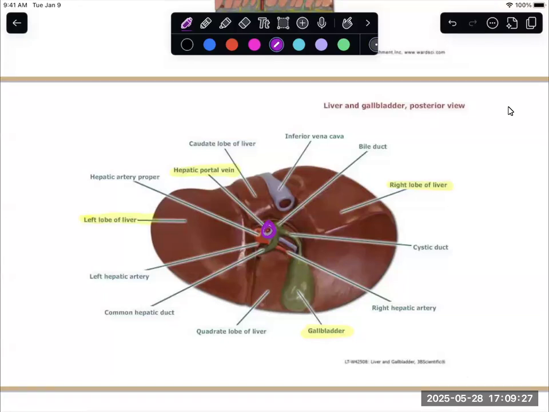We see the bile duct. We have the cystic duct. The cystic duct is what takes the bile from the liver down to the gallbladder. And then when that bile is needed from the gallbladder, that gallbladder can kind of contract and push bile into that common hepatic duct. That common hepatic duct is going to take that bile and put it into that duodenum, that small intestine.